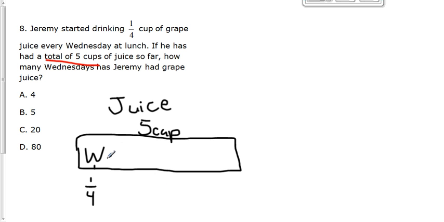So we know he can have one Wednesday. Can he have another Wednesday? Yes, he can have another 1/4 of a cup on another Wednesday. He can have another 1/4 of a cup on another Wednesday. He could have another Wednesday. How do I know when I'm done with my Wednesdays? How do I know? Well, if his total's 5 and I'm breaking these down by Wednesdays, and each Wednesday he has a 1/4 of a cup, and I'm trying to find out how many Wednesdays.